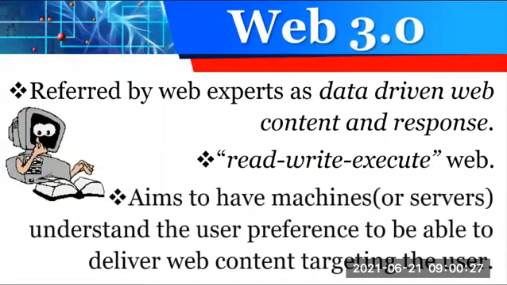This website aims to have machines or servers understand the user preference to be able to deliver web content targeting the user. In Web 3.0, the internet is able to predict the best possible answer to the user's question by learning from your previous choices. So the search results will be based on what the user's preference is or what the user's previous searches are.